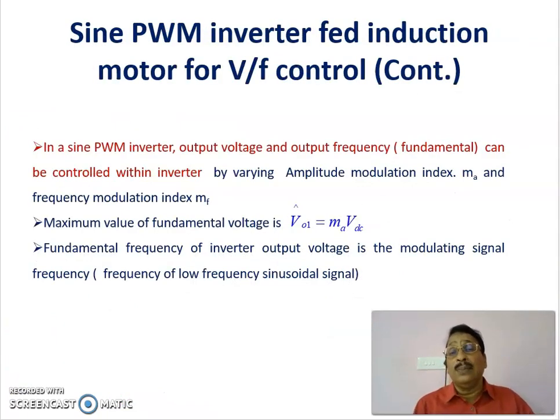As a conclusion to the sine PWM inverter for induction motor drive with V by F control: in a sine PWM inverter, output voltage and output frequency can be controlled within the inverter by varying the amplitude modulation index MA and frequency modulation index MF. The maximum value of the fundamental voltage is MA times VDC, or the RMS value is 0.707 MA times VDC. The fundamental frequency of the inverter output voltage is the modulating signal frequency, the lower frequency. Thus, by using sine PWM techniques, you can get a variable output voltage with a variable frequency for V by F control of an induction motor.